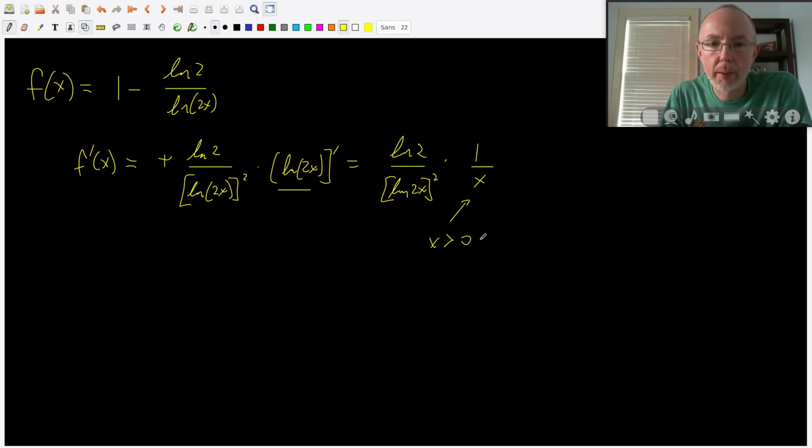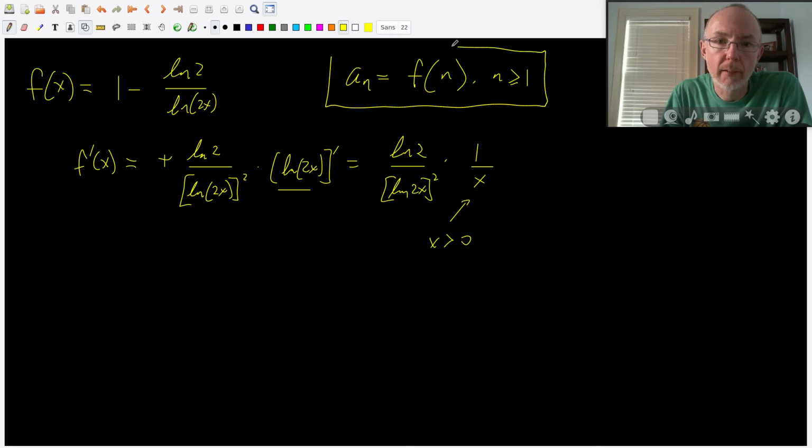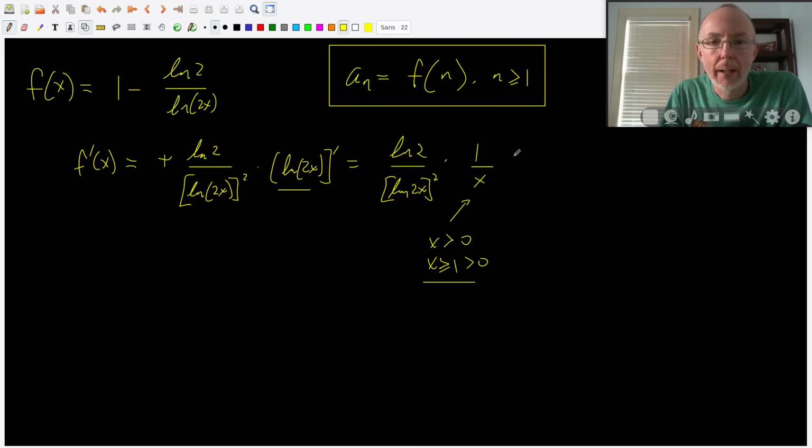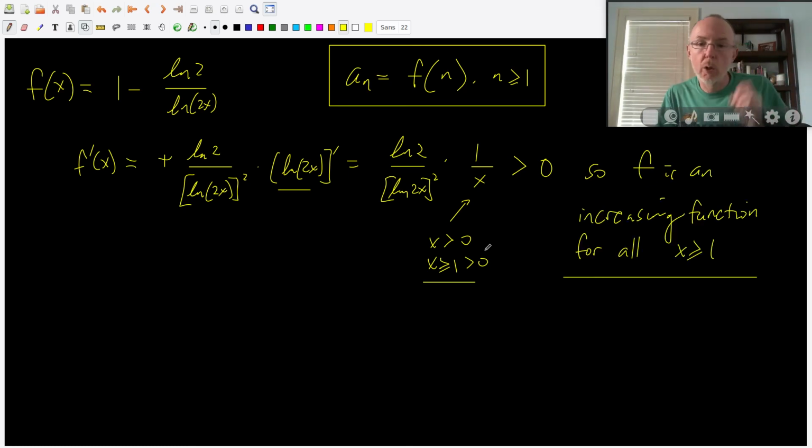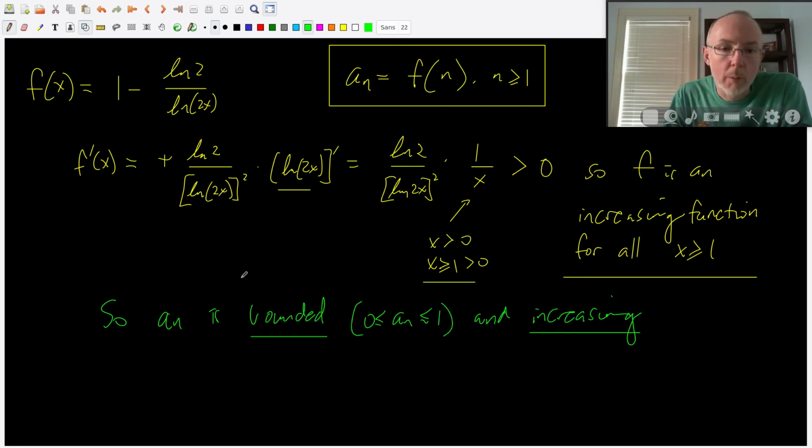x is greater than 0 because we're only interested in values. Remember, this sequence is being defined by the values of this function for n bigger than or equal to 1. And so n's bigger than or equal to 1, so x is bigger than or equal to 1, but it's actually positive therefore. And so this whole thing's positive. Log 2 is positive, 1 over x is positive, this square is positive. So f is an increasing function. And it's an increasing function for all x greater than 0, but more importantly, it's increasing for all x greater than or equal to 1, and that lets us conclude that a sub n is a bounded function.